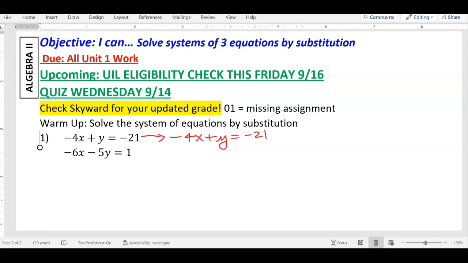All right, now, when we solve this, how do I get y by itself? What do I do with that negative 4x? Not divide. Yes, so it's a negative term. We're going to do the opposite. We're going to add 4x to both sides. Now, what's negative 21 plus 4x?